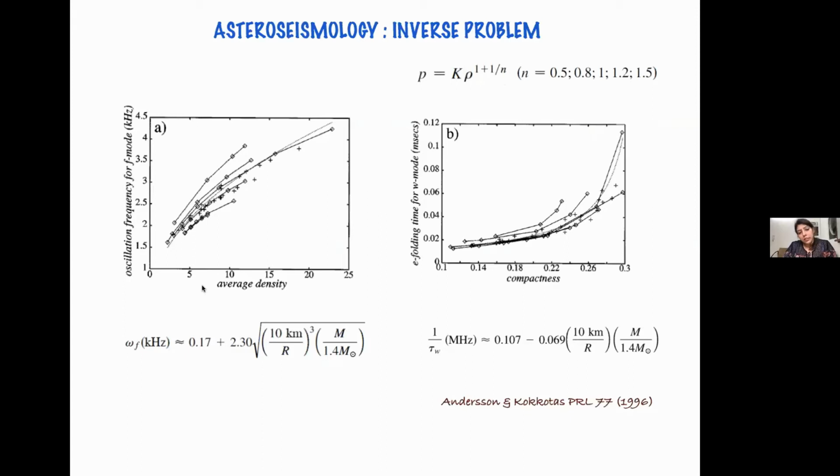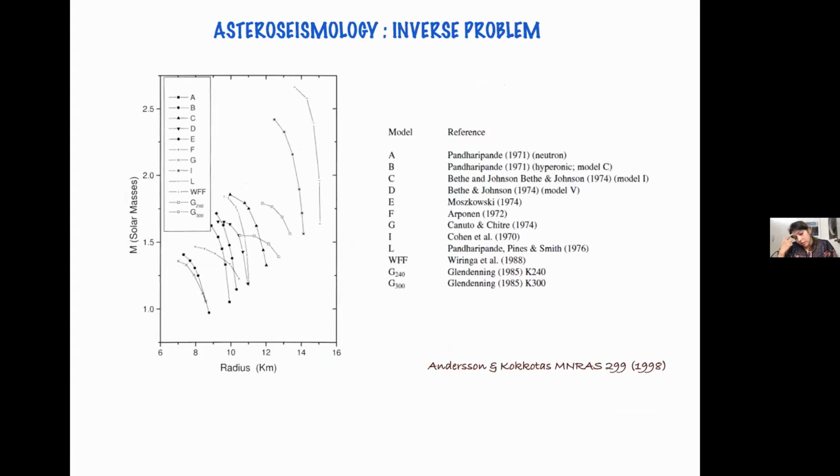And they suggested also that if there are simultaneous observations of frequency and damping time from F modes and W modes, then one can very nicely deduce the mass and radius from these correlations. So this work was done with polytropic equations of state. Next, they extended the same study for realistic equations of state.